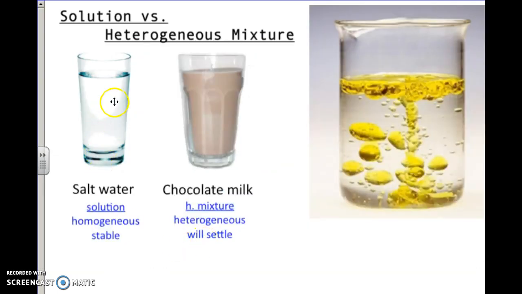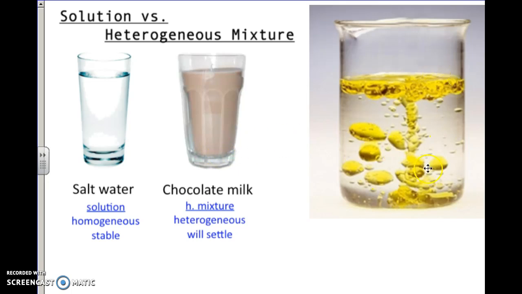So right here we have salt water. The salt is completely dissolved in the water. And no matter if you take a drink from here or here or here, it is the same throughout. That would be considered a homogeneous solution. Chocolate milk, if you put a bunch of scoops of chocolate powder into a glass of milk and maybe some of the powder goes down to the bottom, and when you're sucking up with a straw at the very end, you suck up little chunks of powder that didn't dissolve, that'd be a heterogeneous mixture.